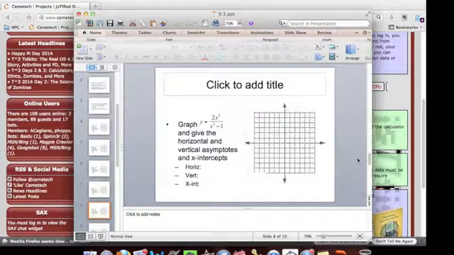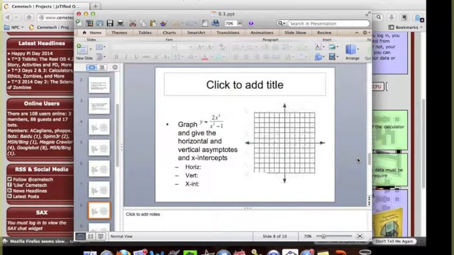So for our next one, the powers on the top and the bottom tie. When the powers tie, we take the fraction of what's in front of them. So y equals 2 over 1 or just 2.